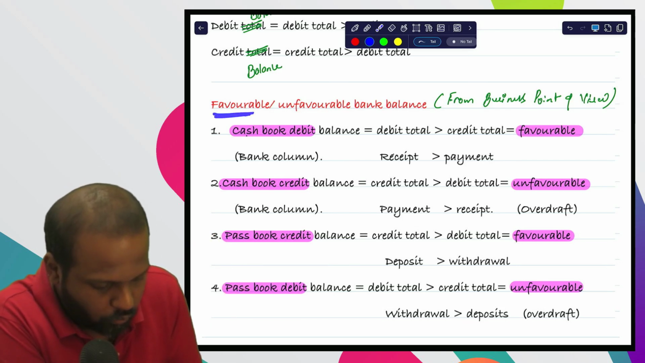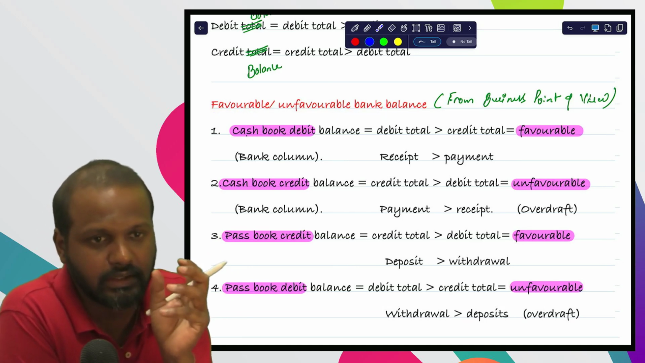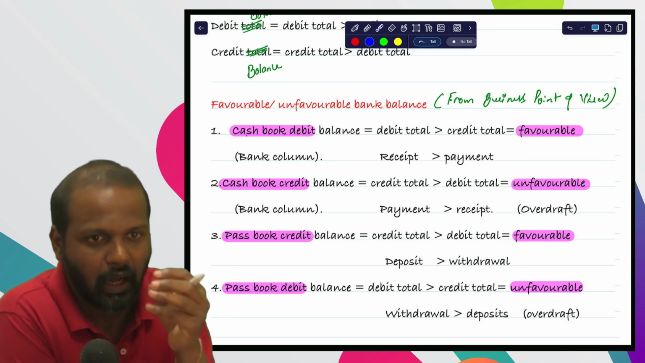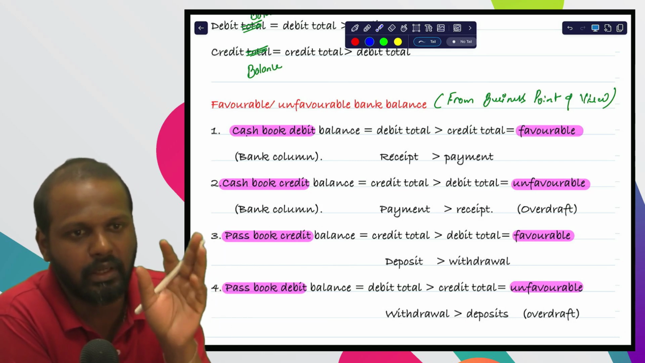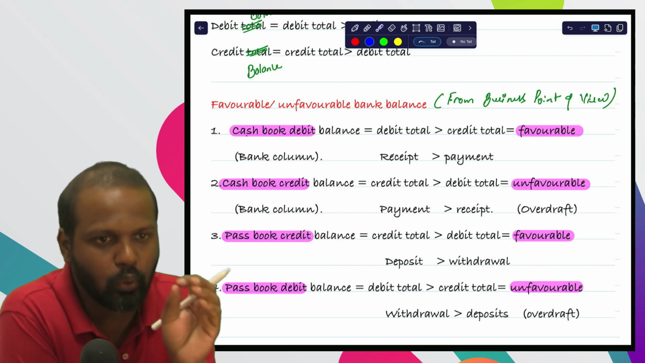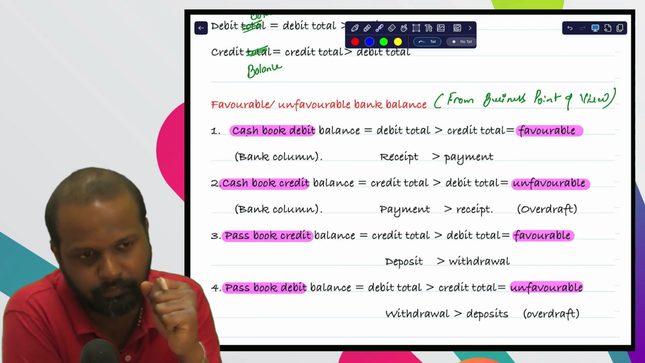Now understand favorable and unfavorable bank balance. First, understand what favorable bank balance means. Favorable bank balance means our money is available in the bank account. Let's say I have 2 lakh rupees of bank balance available. This is favorable because I can get the 2 lakh rupees from the bank.